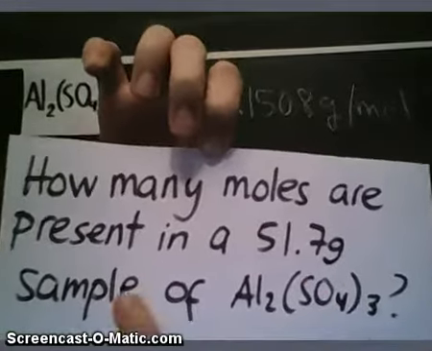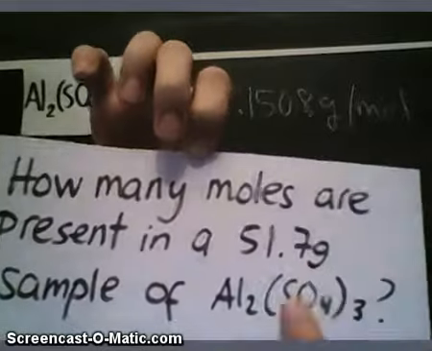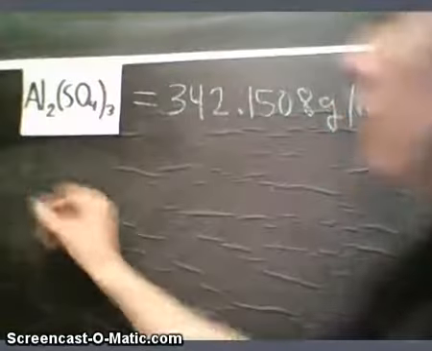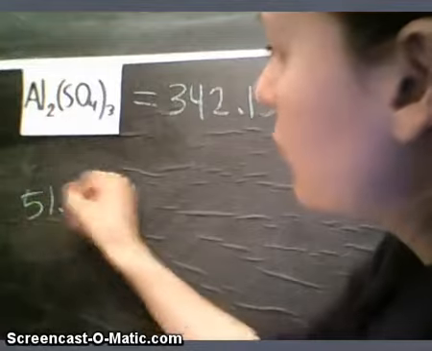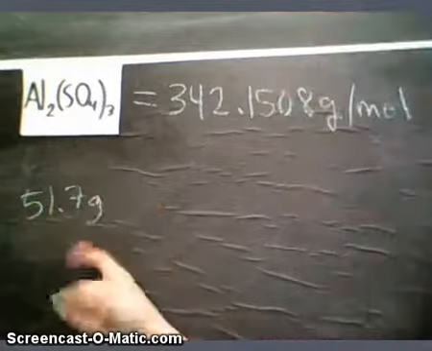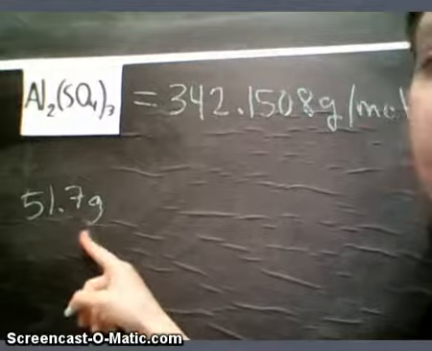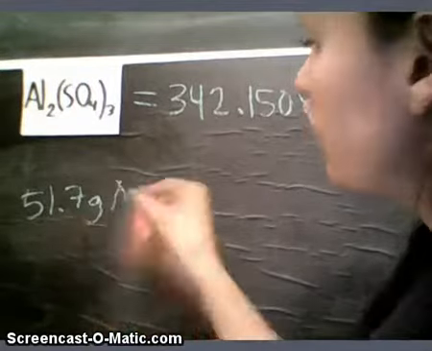So we're going to start with our given value right here, 51.7 grams, and we're going to write it here, 51.7 grams. And we always want to label all units, so this unit will be grams of aluminum sulfate.